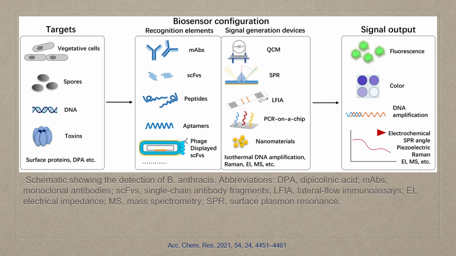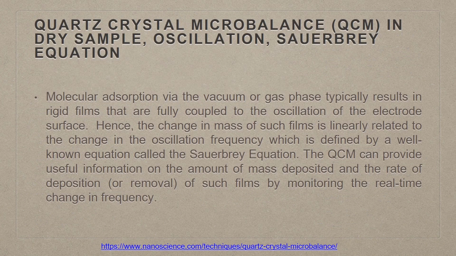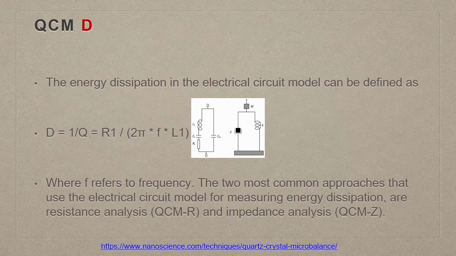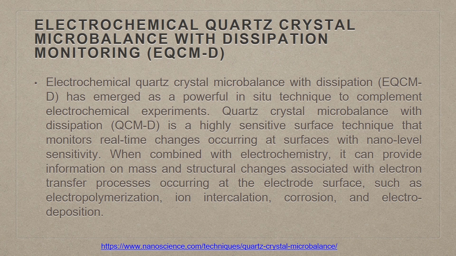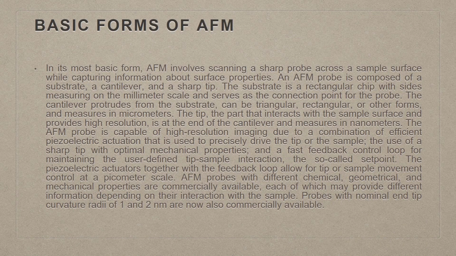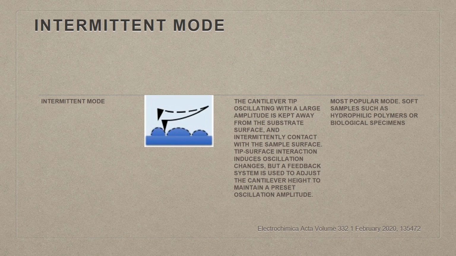Then we talked about the anthrax sensors from here onward, starting with the Sauerbrey equation and the quartz crystal microbalance. Then we talked about the different configurations of QCM. Thereafter, we moved on to the theory of QCM and then coupling QCM with an electrochemical setup. Thereafter, we moved on to AFM, atomic force microscopy, and how it is used for different forms of sensors, and we went into further details about contact mode, non-contact mode, and intermittent mode of AFM.